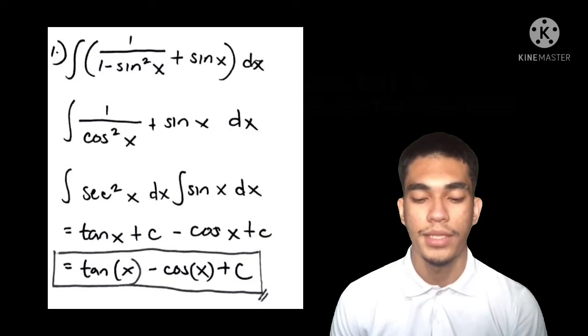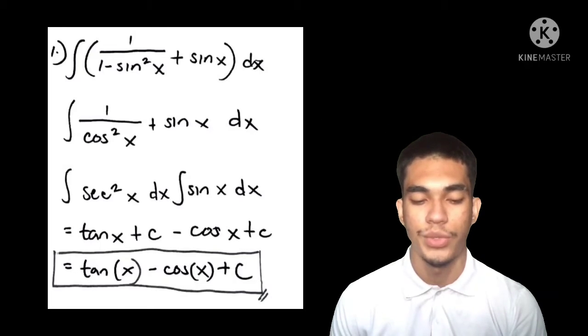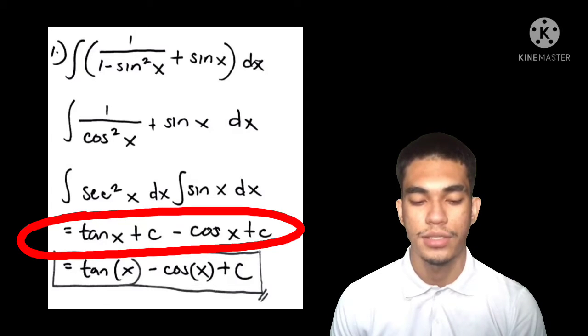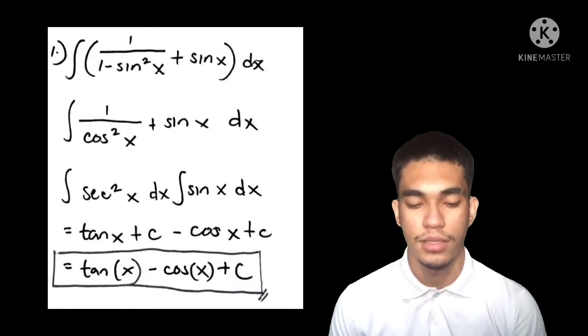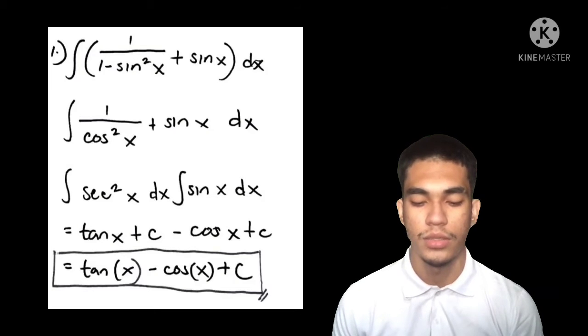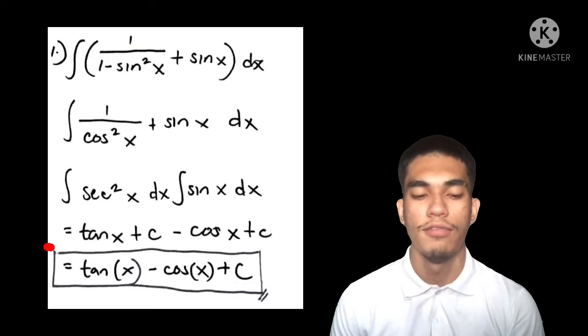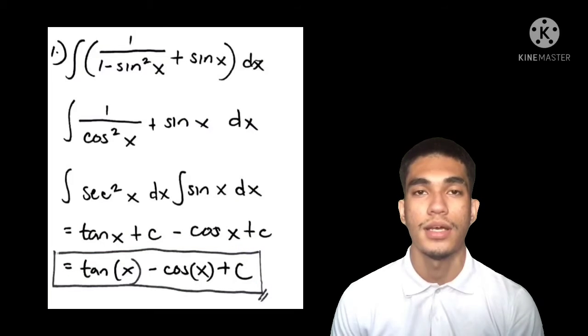Now we will apply the integral of trigonometric functions, where the integral of secant squared becomes tangent x plus c, or plus constant, minus the integral of sine, which is cosine x plus c. Then we will simplify. Now we have tangent x minus cosine x plus c as our final answer.